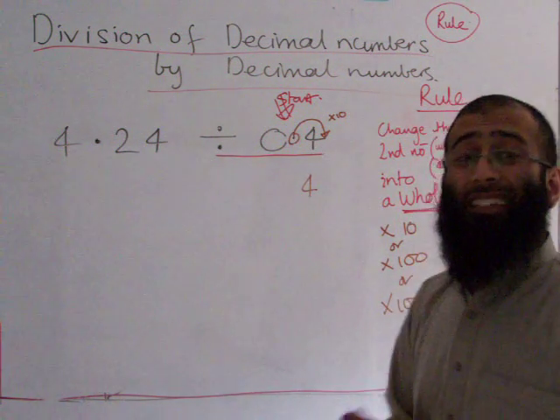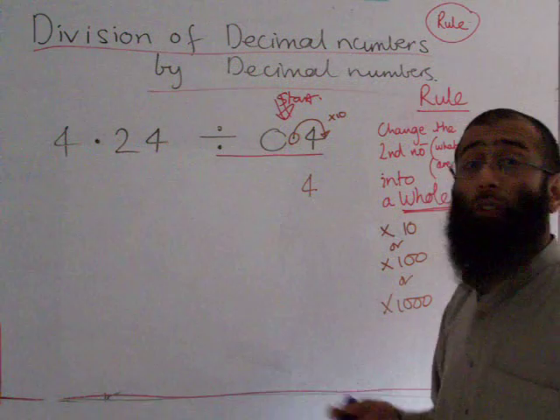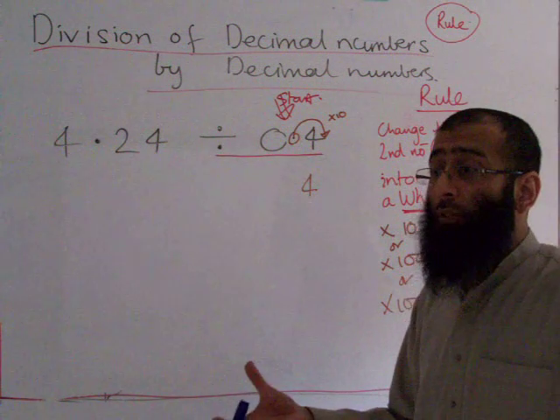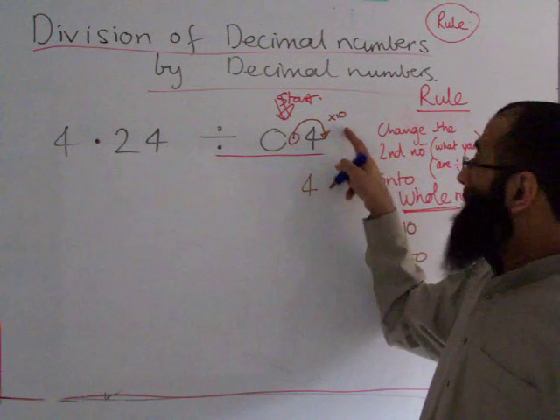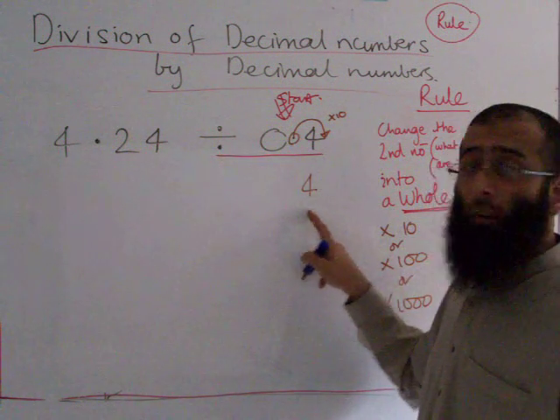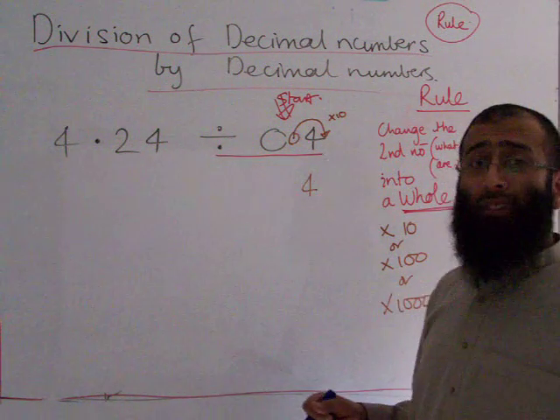So have we changed our decimal number into a whole number? And the answer to that question is yes, we have. So we had started with 0.4, we times it by 10, that became 4. Is this a whole number? Yes. Are we ready to proceed?